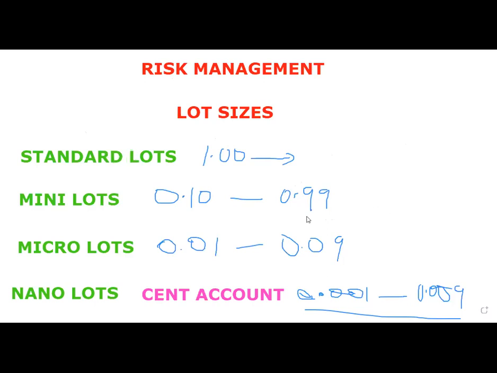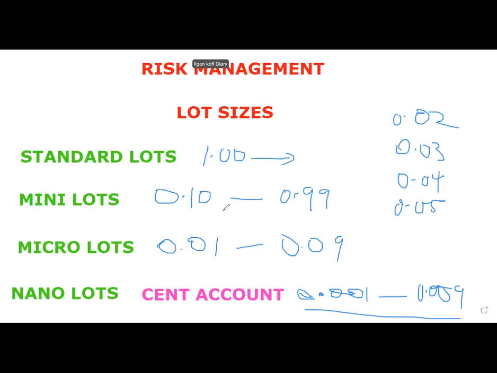So take note. When we say micro lot, we're talking about a lot size that ranges between 0.01 up to 0.09. So when we say 0.01 to 0.09, we can have 0.02. That is also a micro lot. 0.03 is a micro lot. 0.04 is a micro lot. 0.05 is a micro lot. In that order, 0.06, 0.07, 0.08, and then 0.09. So all these are what? Micro lots.